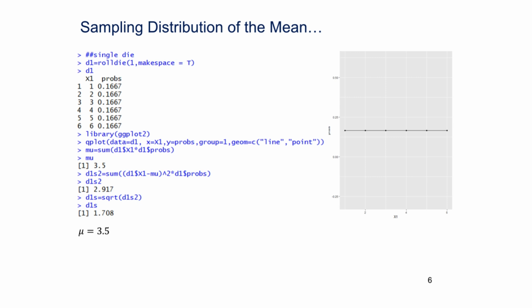Next, we calculate the variance by taking the squared difference between each value and the mean, multiplying it by the probability, and summing the results. The variance is approximately 2.917. Taking the square root of the variance gives us the standard deviation, which is about 1.708.